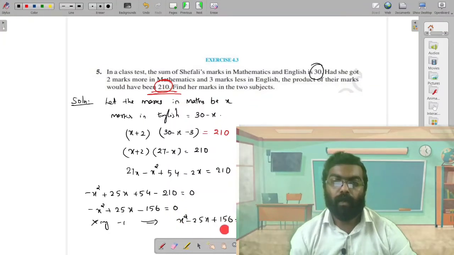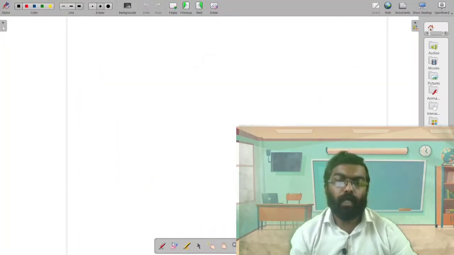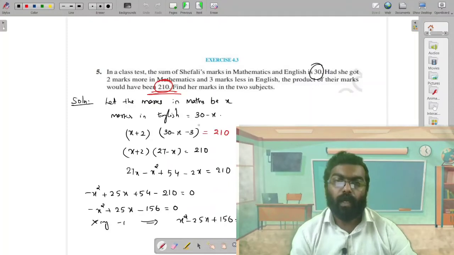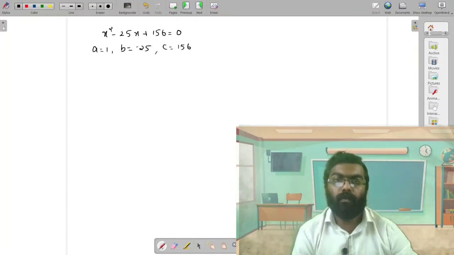Quadratic formula. Okay, it will be more easier. So we can go for quadratic formula. And you all know the quadratic formula that we have discussed in the last class. x equal to minus b plus or minus square root of b square minus 4ac divided by 2a. So here our equation is x square minus 25x plus 156 is equal to 0. That is a is equal to 1, b is equal to minus 25, and c is equal to 156.